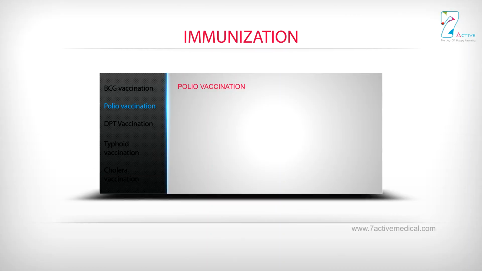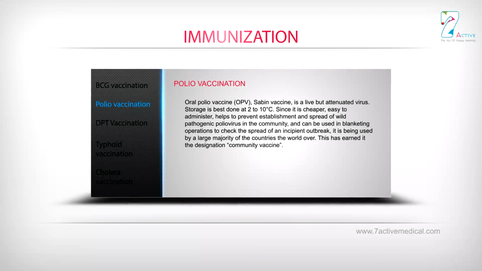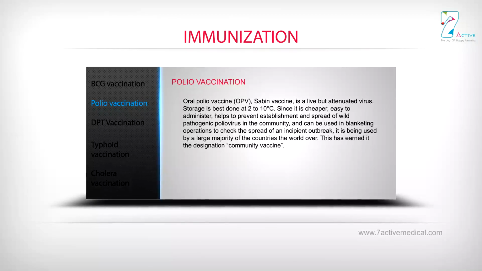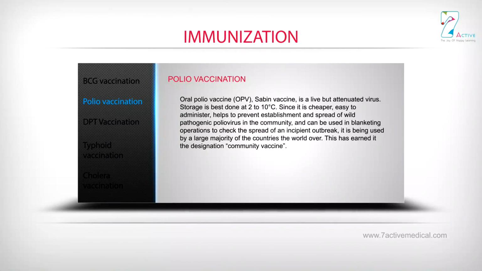Polio vaccination. Oral polio vaccine, OPV, Sabin vaccine, is a live but attenuated virus. Storage is best done at 2 to 10 degrees Celsius since it is cheaper, easy to administer, helps to prevent establishment and spread of wild pathogenic poliovirus in the community, and can be used in blanketing operations to check the spread of an incipient outbreak. It is being used by a large majority of the countries the world over. This has earned it the designation community vaccine.